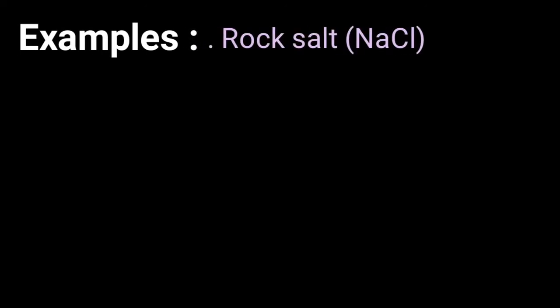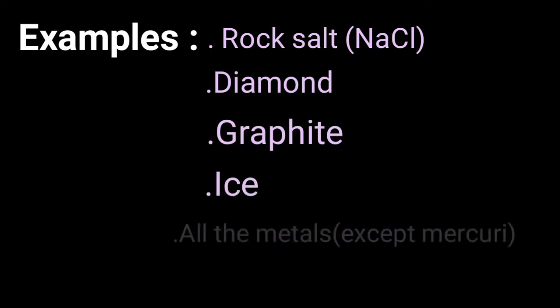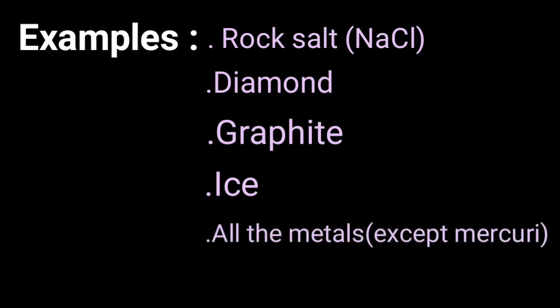Examples of crystalline solids: rock salt, diamond, graphite, ice, all the metals except mercury.